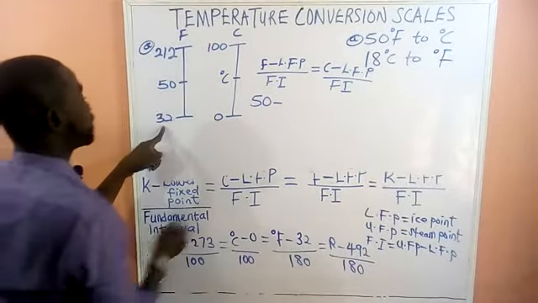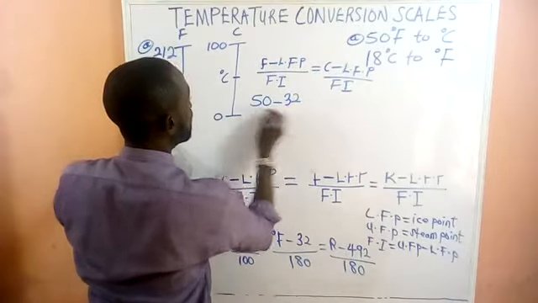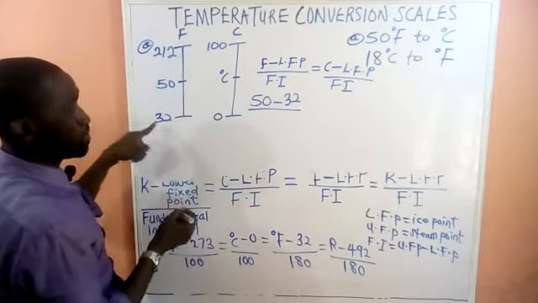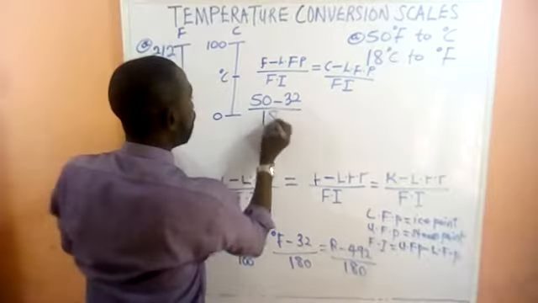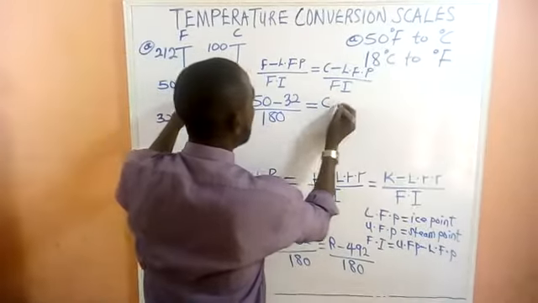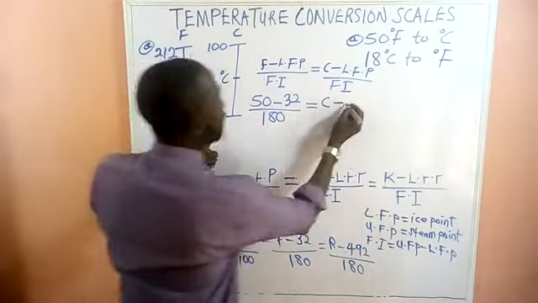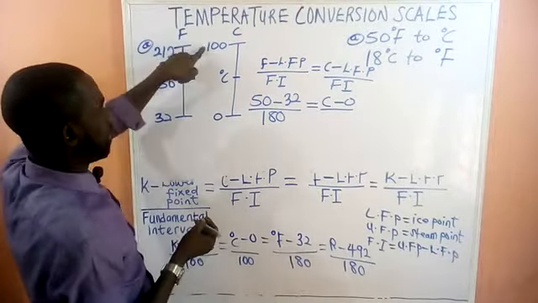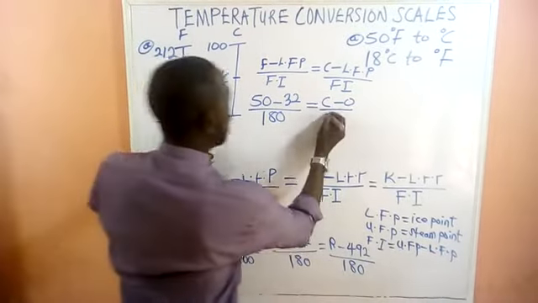Minus what is the lower fixed point? That is 32. Okay, all over what is the fundamental interval? That is 212 minus 32, and that will give us 180 degrees, equals the C that we're looking for. Okay, minus the lower fixed point, which is 0, all over the fundamental interval. That is 100 minus 0, and that will give us 100.